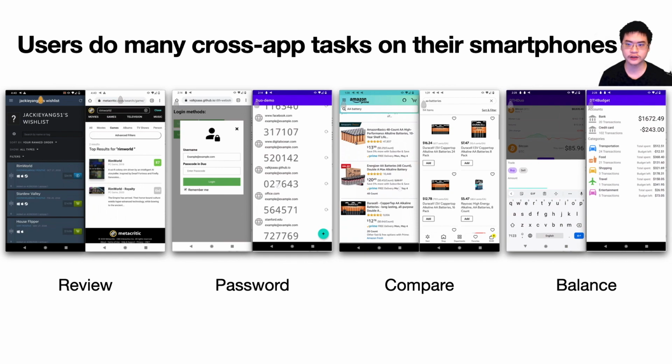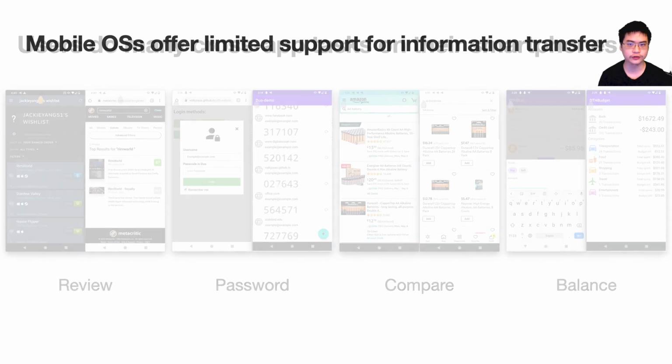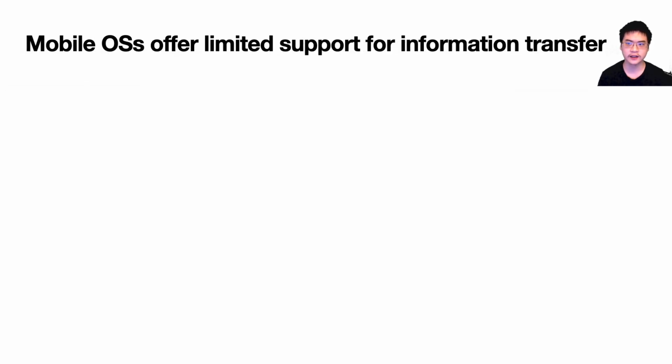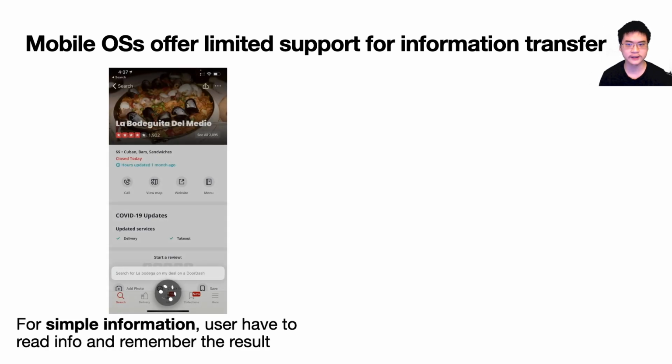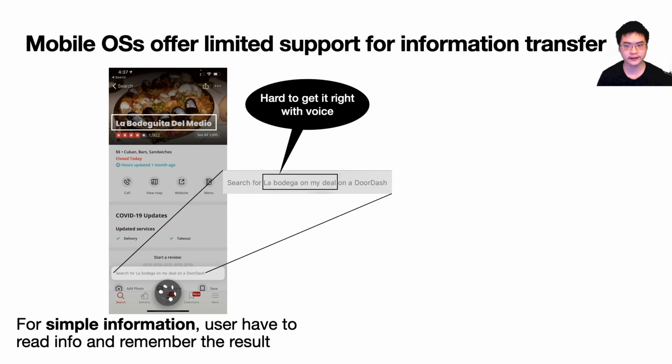However, current generation mobile OSs offer limited support for those actions. Compared to DoThisHere, existing interactions are based only on voice or GUI interactions. For example, for simple information, a user can query information from a virtual assistant, remember the result, and type it back to the original app, which requires extra effort from the user. The accuracy of the speech recognition is also a limiting factor for this interaction. For example, in this case, it is really hard for the user to pronounce and for the phone to recognize the name of the restaurant correctly.